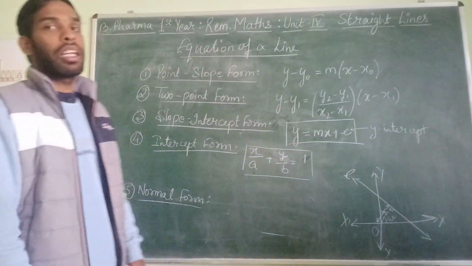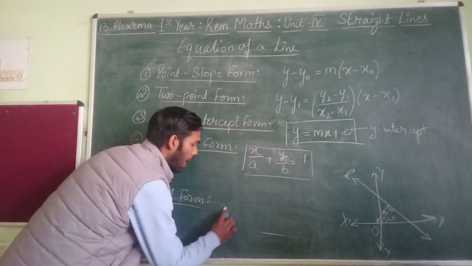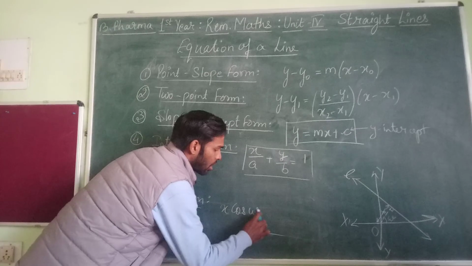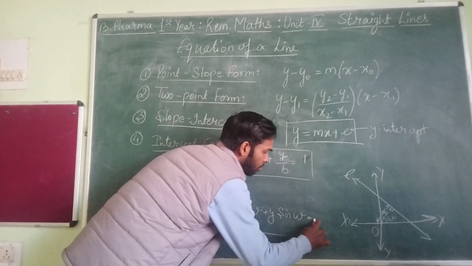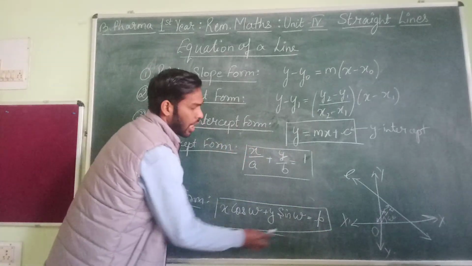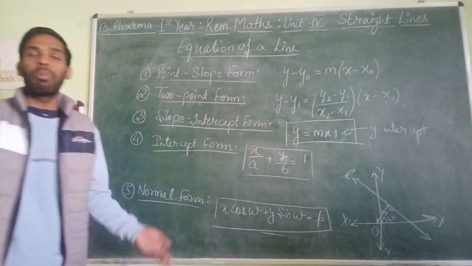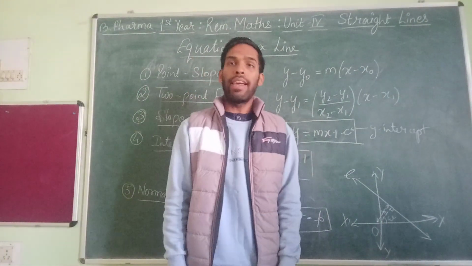If these two things are given to you, then you can find out the equation of a line using this normal form, and that is x cos omega plus y sin omega is equal to p. Two things come in here, p and omega. So p is the perpendicular distance and omega is the angle made by the normal with the positive x-axis.